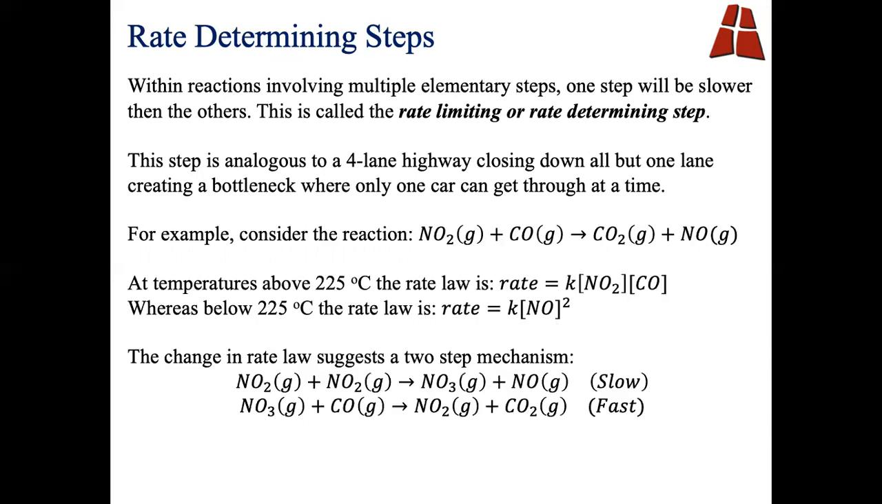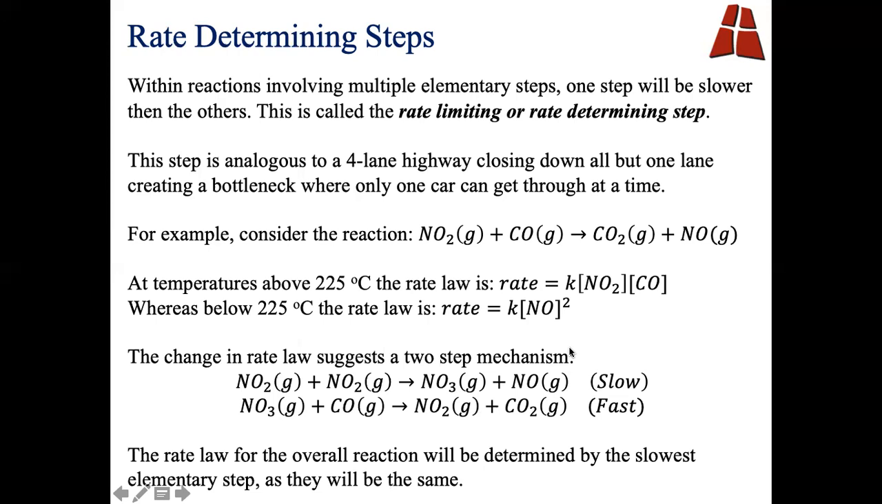And so we would have a 2-step reaction here where we have this first step where we form NO3 and NO, and then NO3 plus CO yields NO2 and CO2. And so we would change our rate determining step at different temperatures, okay? And we could tell that depending on the rate law. So yep, that's just something you should know. And the rate law for the overall reaction will be determined by the slowest elementary step, as they will be the same, okay?